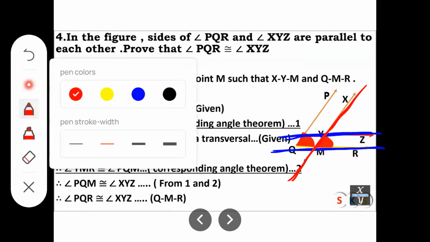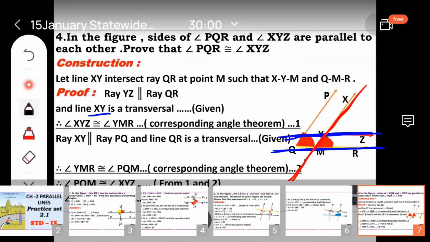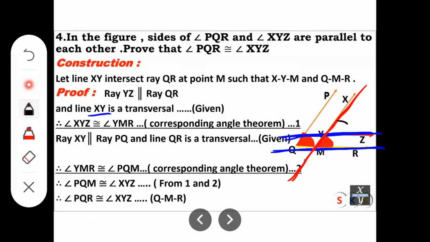See here, this angle and this angle. Those are corresponding angles. So by the corresponding angle theorem, those will measure equally. Those are congruent to each other. Okay? And mark that equation as equation 1.